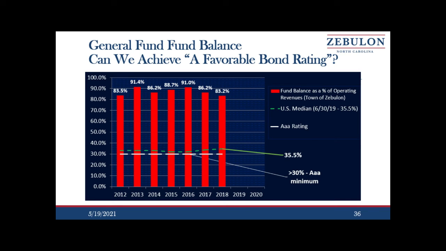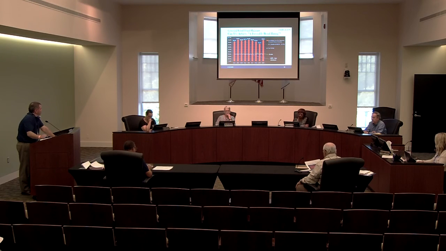If you look at some of our history, this is the key component of fund balance as a percentage of operating revenues. You look at the last 9 years, you see that dotted white line across there? That's the 30% that we need to achieve the AAA rating in this category. You'll see the red bars, those are our actuals for the last 9 years. You'll see we're well above the AAA requirement and the U.S. median. The U.S. median is that green dotted line that you see.